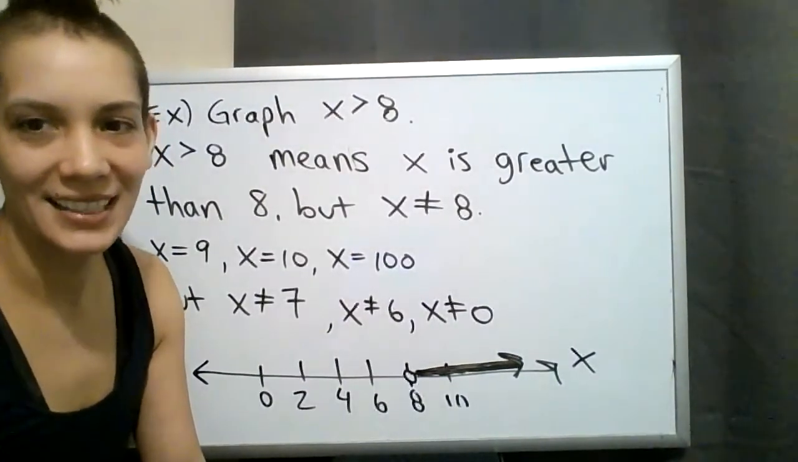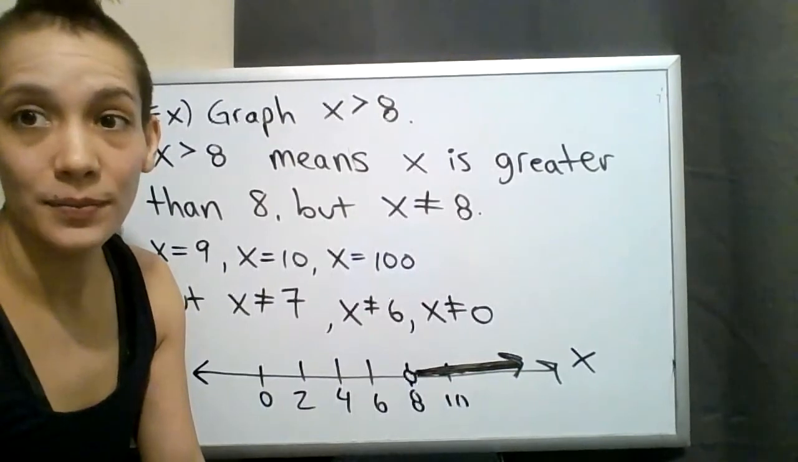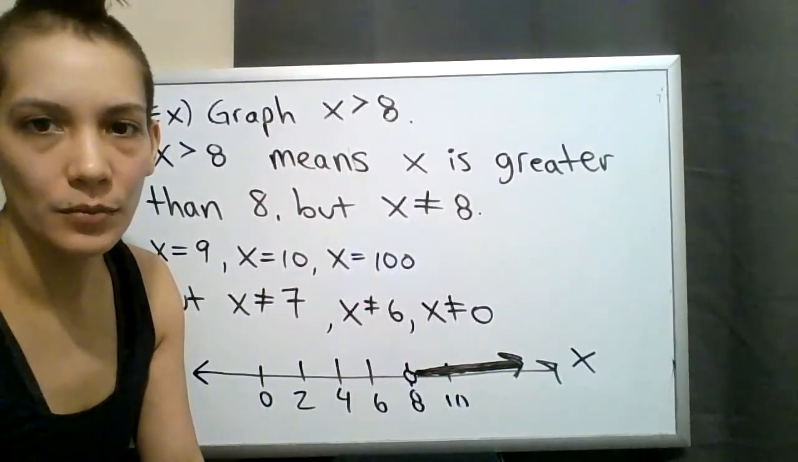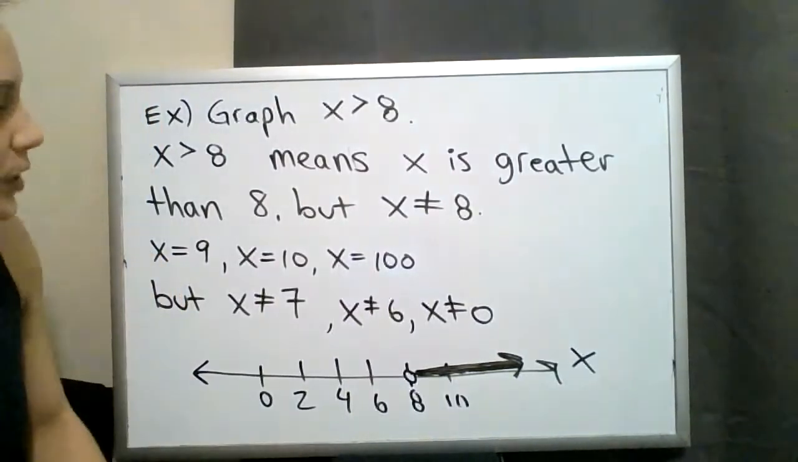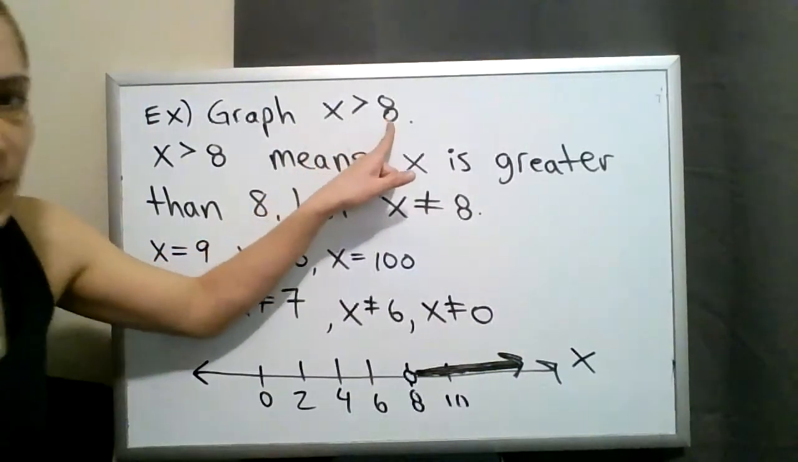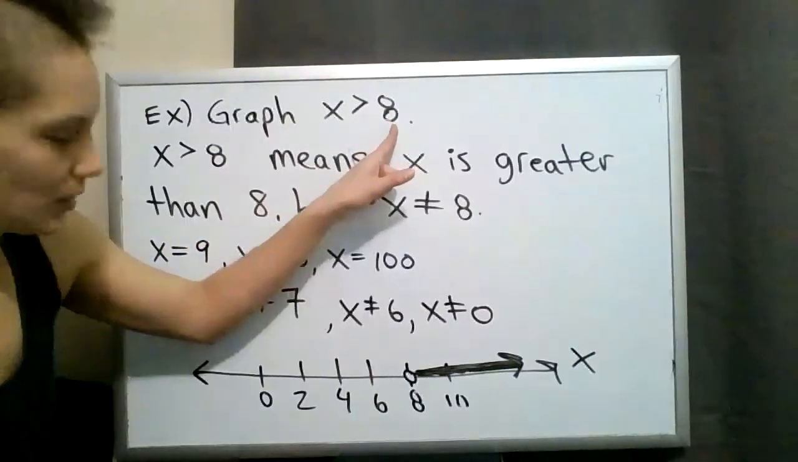Question. For the graph, does it matter how many numbers we put on the graph? For example, like 0, 2, 4, 6, 8? No, just as long as you have the numbers of interest, like 8. Oh, okay.